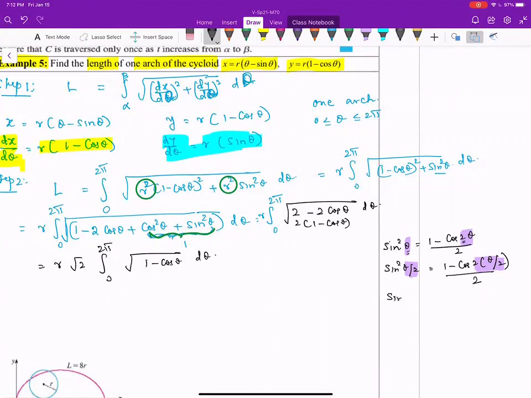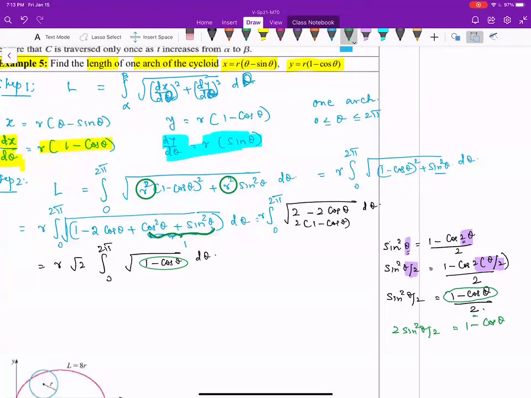So what is sine squared theta by 2? It is equal to (1 minus cosine of 2 times theta by 2, that is just theta) divided by 2. If you notice, what I have in this part is 1 minus cosine theta, which is 2 times sine squared theta by 2, if I move this 2 to the left-hand side.